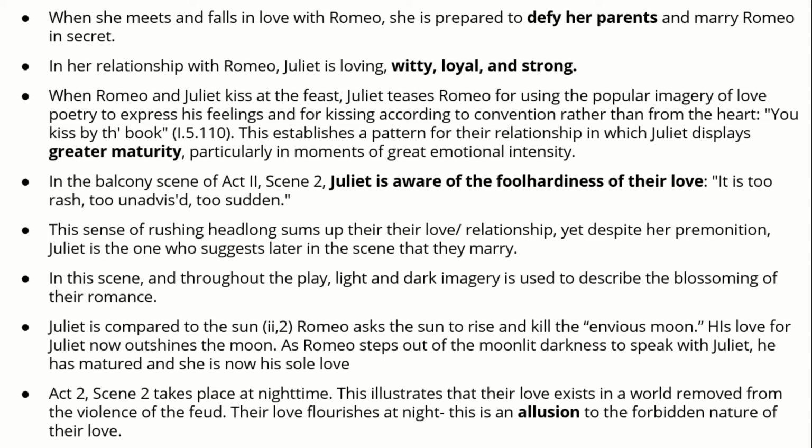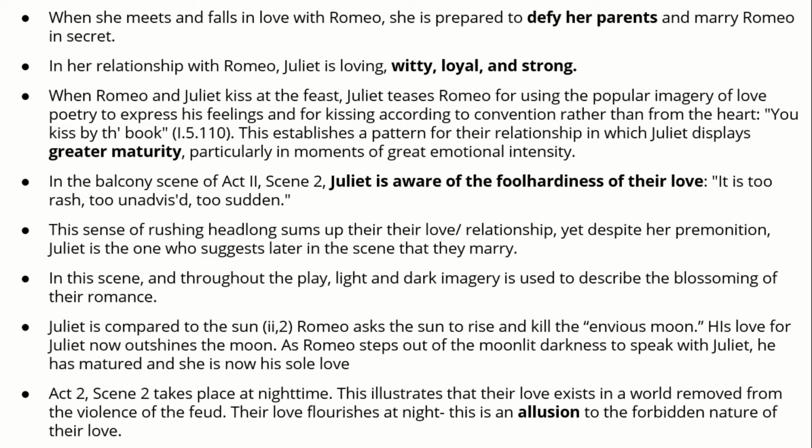So when Romeo and Juliet kiss at the feast, Juliet teases Romeo for using popular imagery of love poetry to express his feelings and for kissing according to convention rather than from the heart. It kind of shows that she has this maturity within her, whereas Romeo's more prone, I think, at the start to sort of empty words and saying what he thinks is the right thing to say. And Juliet actually encourages Romeo to speak more honestly and from the heart.